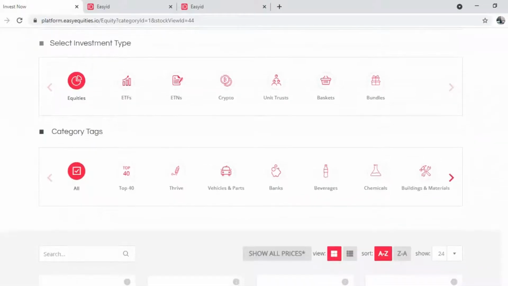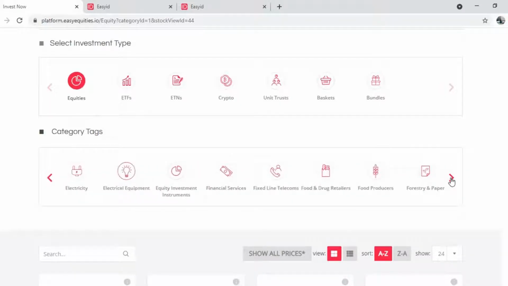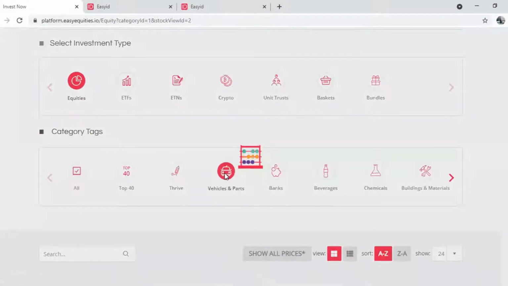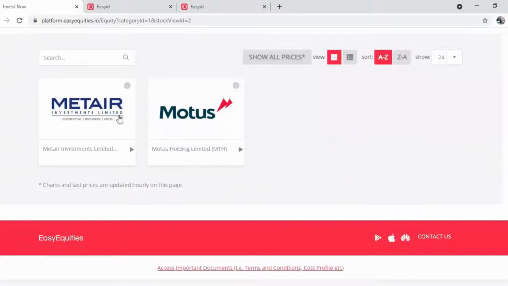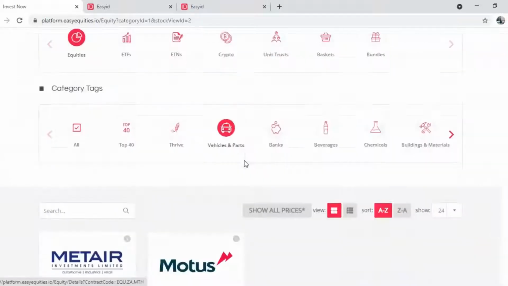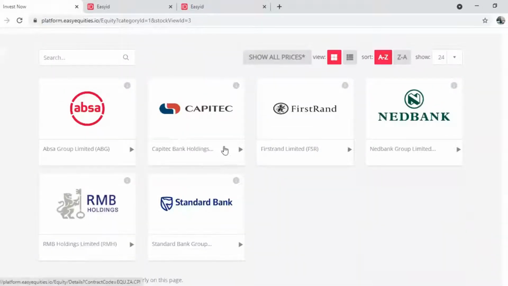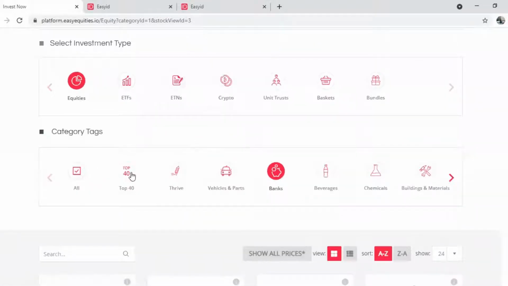I'm not really an expert in that, but you can click into these investment types and just see what it's all about. After that, you have your category tags, which is really nice because you get to go straight to the type of industry you want to invest in. Could be beverages, chemicals, electricity, food, retailers, whatever it is that you want. So just to show you, you could click on vehicles and parts, and you would see that there's Metair Investments and Motus, your banks, you know, your Capitec, FirstRand and stuff. So with your Top 40, this is basically the top 40 companies on this platform, which are recommended as some of the best to invest in, right?